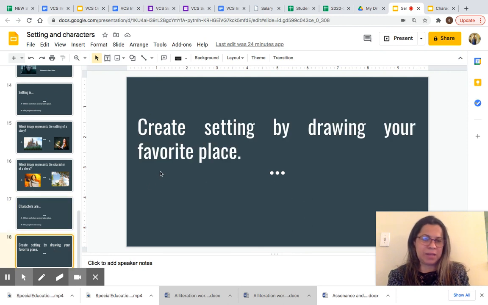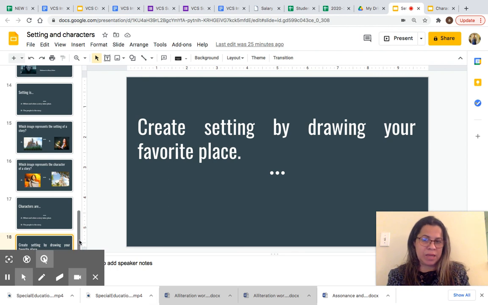And the last activity that we are going to do today, you are going to create setting by drawing your favorite place. So you can either draw or describe your favorite place in order to create setting. So take your notebook and either draw or describe your favorite place.